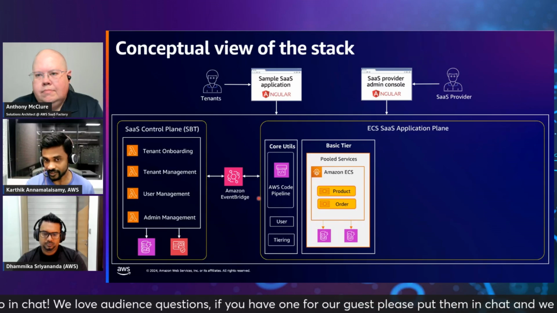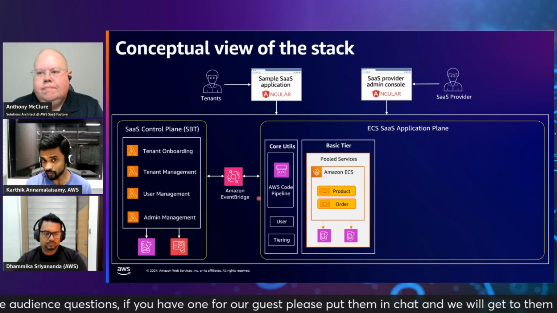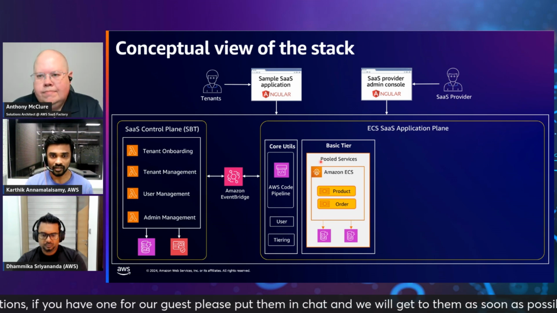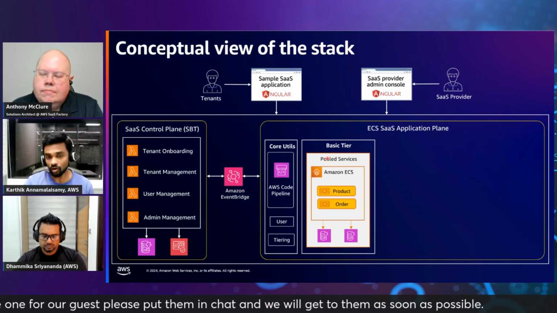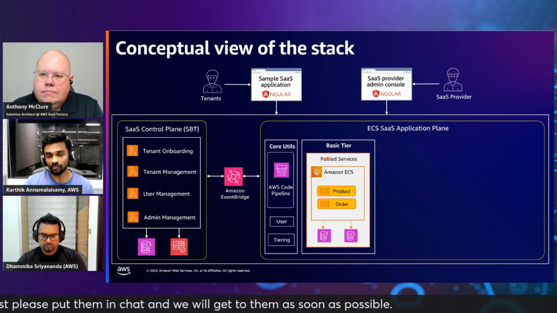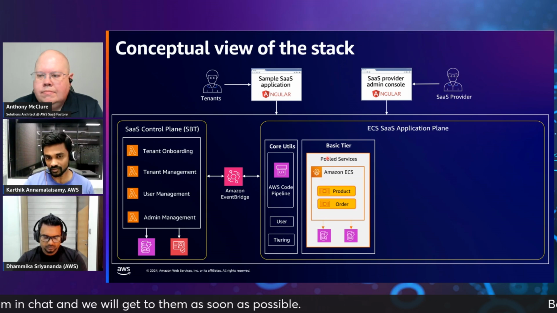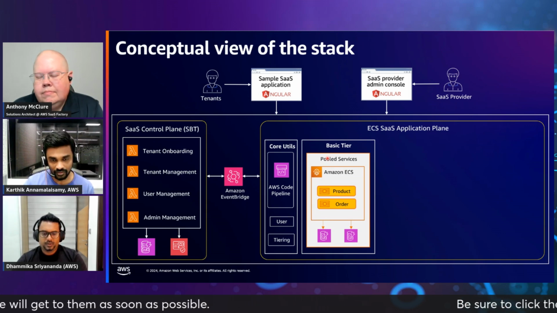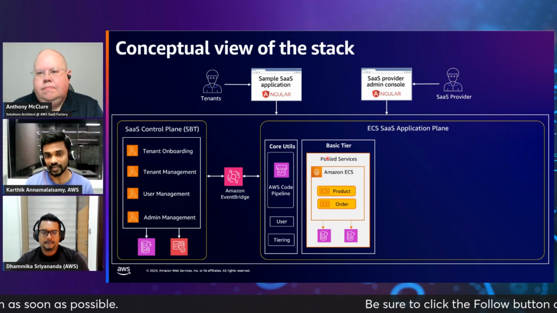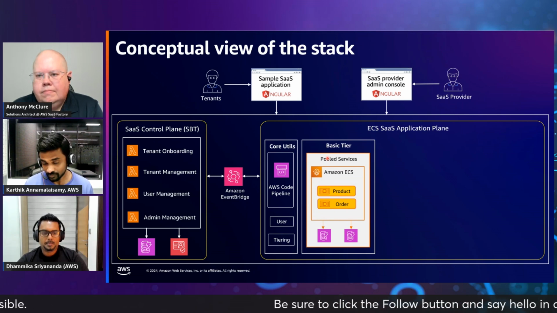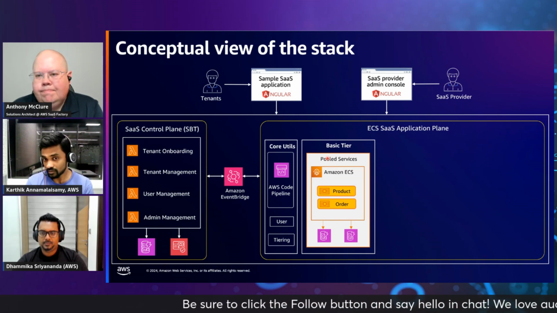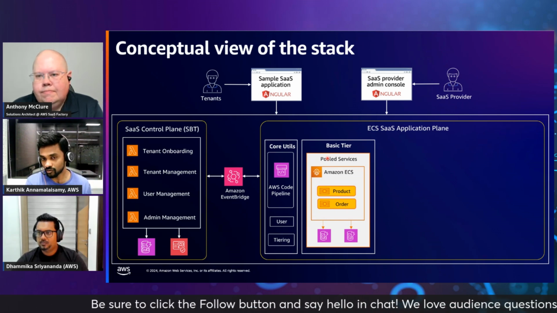Different tiers have different capabilities in terms of deployment. Starting with the basic tier, it's a completely pooled deployment model where you have common ECS services deployed per microservice in the SaaS application, shared across multiple tenants. This model doesn't support network level isolation out of the box.